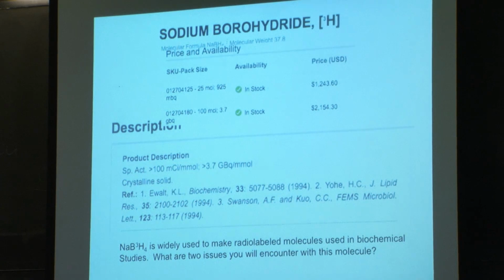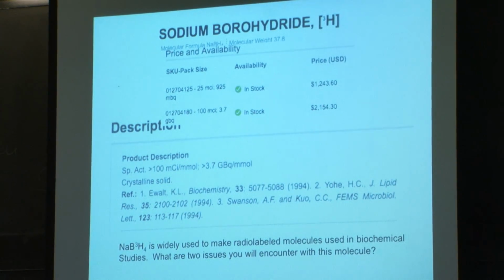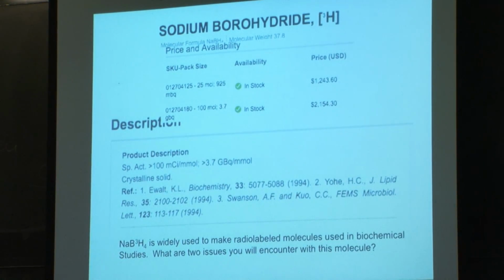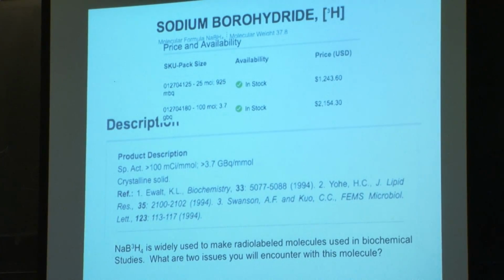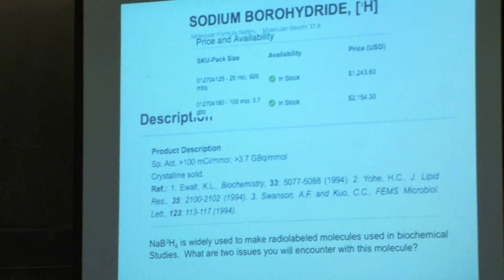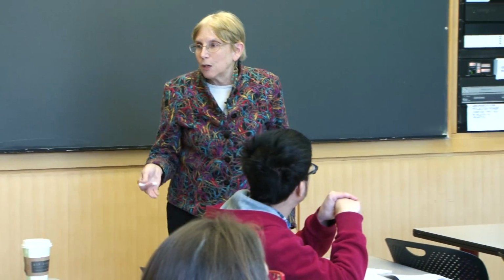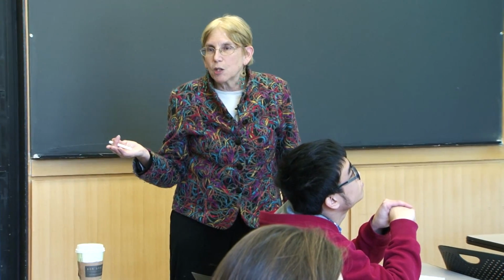So what are the issues with sodium borohydride? Again, this is something that you need to think about the chemistry. What are the issues with sodium borohydride if you're going to put your label in? I just told you how much of your sodium borohydride is labeled. What do you have mostly in there? Do you have NaBT4? No. So what do we know about tritium versus hydrogen?